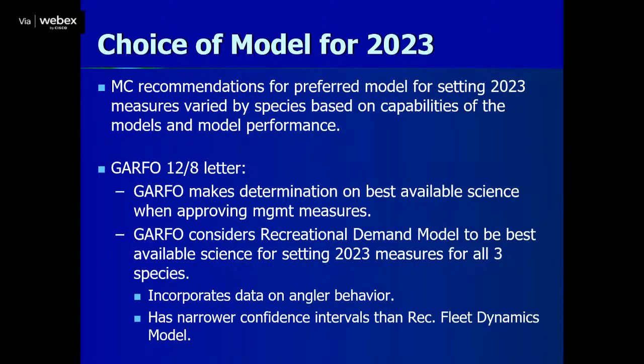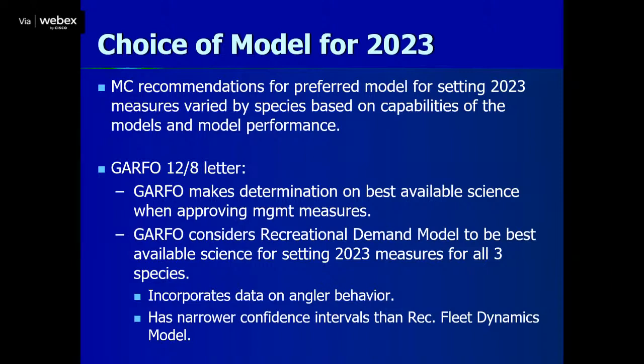But also of note was that just last week we got a letter from GARFO regarding the use of these models, and the letter stated that ultimately GARFO makes the decision on what's the best available science when approving management measures. So GARFO, in approving measures, has to determine that those measures are based on the best available science. And the letter also said that GARFO considers the recreational demand model, or RDM, to be the best available science for setting 2023 measures for all three species. So this differs from the monitoring committee recommendation, because the monitoring committee recommended the other model for some of the species; they didn't have an across-the-board recommendation for all three species.